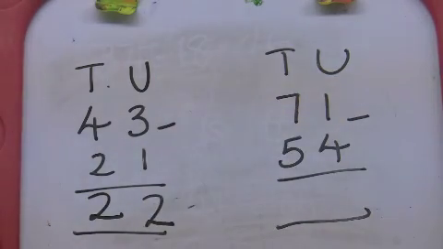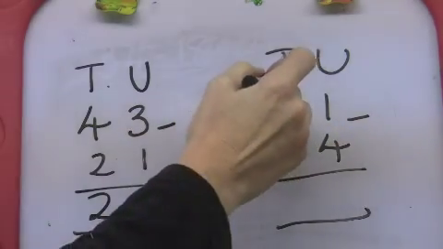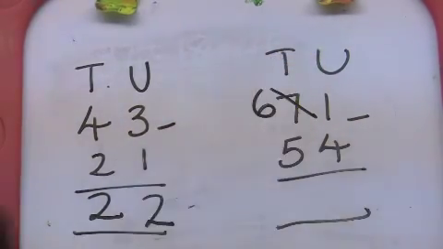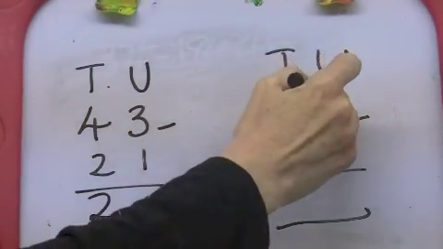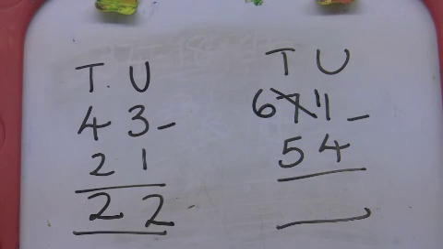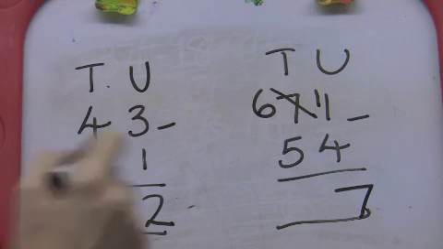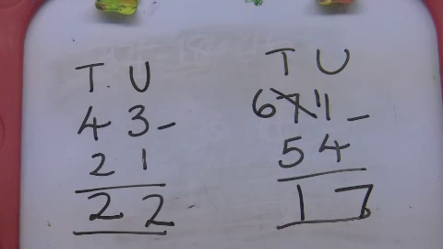Now let's try 71 take away 54. 1 take away 4. Well, there's more on the floor, so I'll go next door and borrow a 10. 1 less than 7 is 6, and I'm going to put that 10 there to make 11. 11 take away 4 is 7. And 6 take away 5 is 1. Did you get it right?